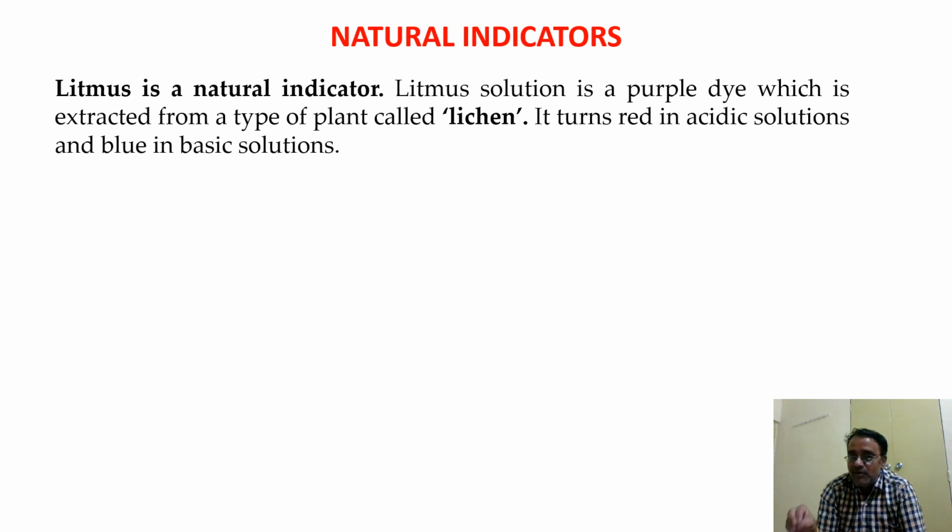एसिडिक सॉल्यूशन में वो रेड हो जाता है और बेसिक सॉल्यूशन में वो ब्लू कलर का हो जाता है. ठीक है. And the next one is the turmeric. आपने देखा होगा कि जब कपड़े में टर्मरिक लग जाता है, it is of yellow color, but वो जब वॉश करते हैं तो रेड हो जाता है. Right. Have you noticed that one?